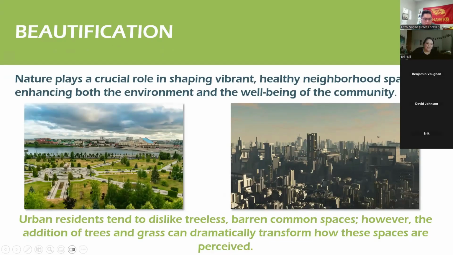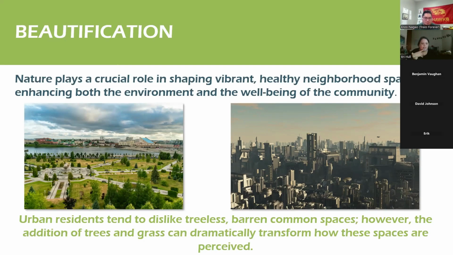And of course, beautification. I mean, which city do we want to live in? Do we want to live in the right or the left? So nature plays that crucial role in shaping vibrant, healthy neighborhood spaces. We think about community tree plantings, and while it does physically beautify the space, it is also really important in creating that connection that further beautifies your community when you have those plantings where you work together.